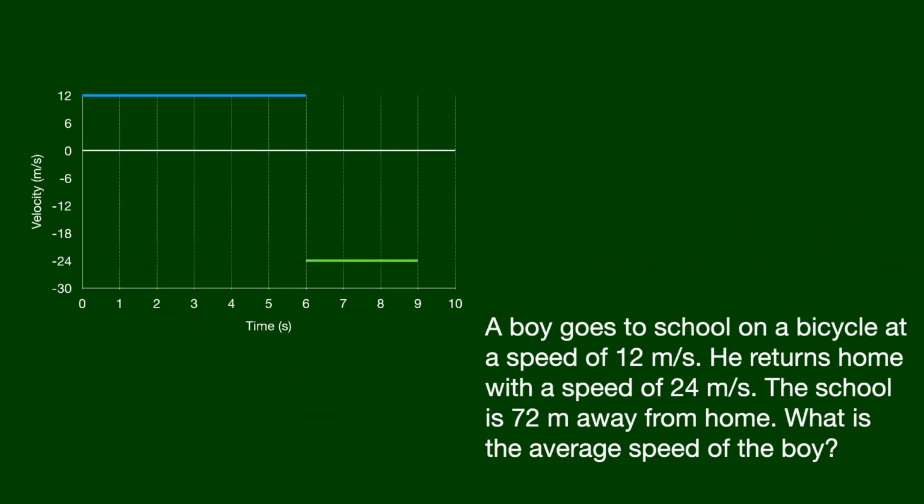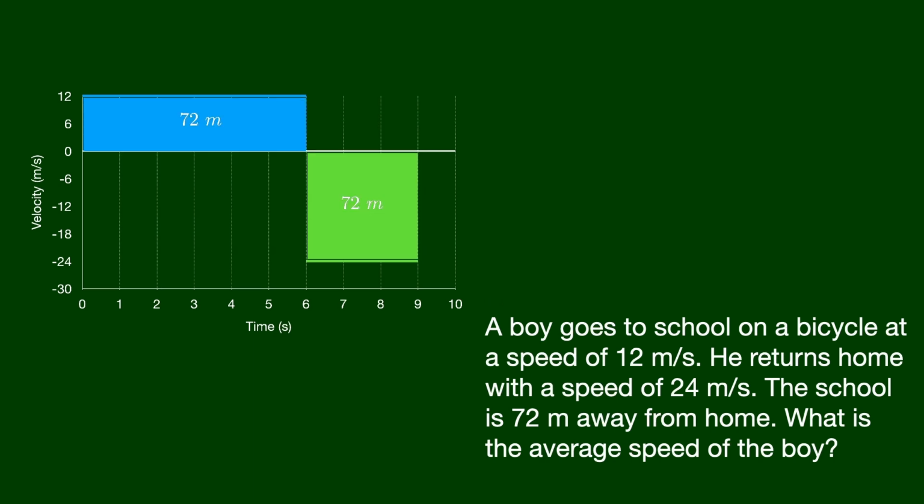Let's draw a velocity time graph to show the movement of the boy. I have used 2 quadrants to show the outbound and inbound movements of the rider. The area under these 2 curves is equal to 72 meters, since the boy is riding the same distance back and forth. However, the time taken for each trip is different, because the speeds of outbound and inbound are different.